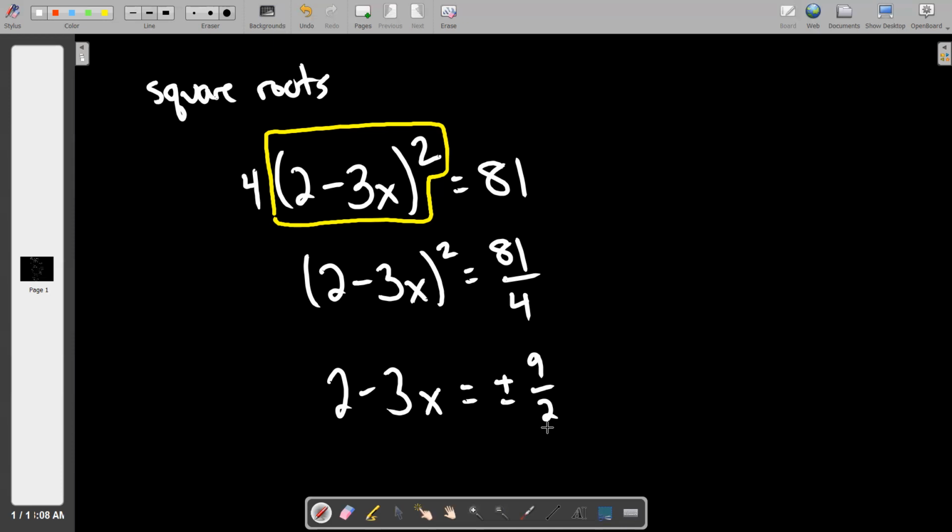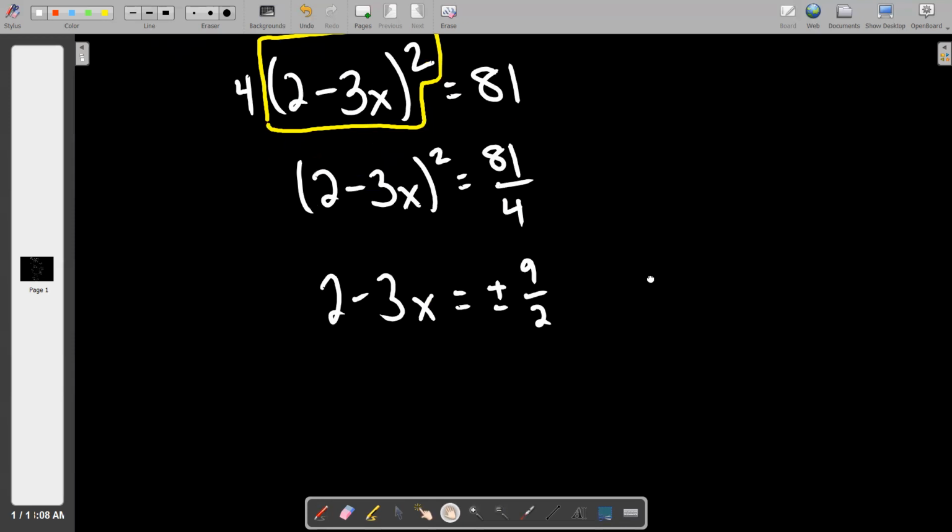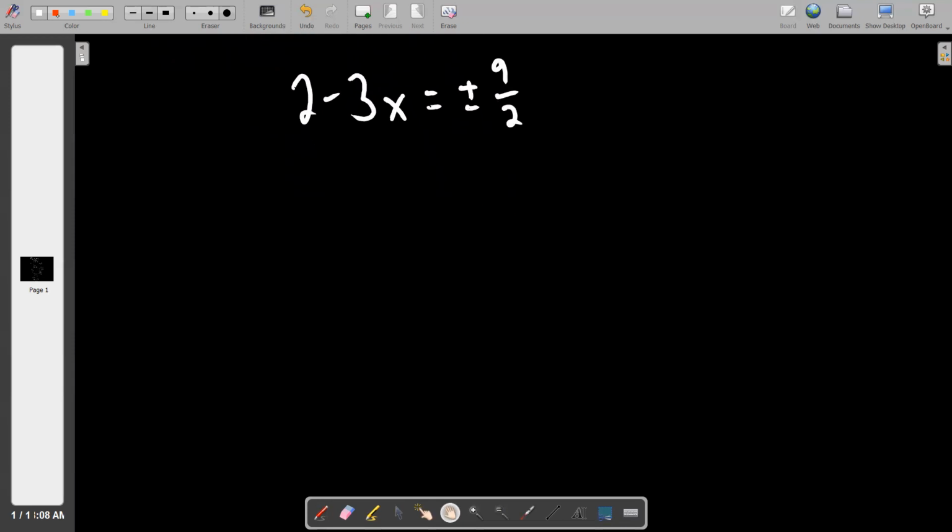What do we do after this? You subtract the 2 first, right? Remember, dividing by the -3 would be premature at this point. That should always be your last thought process. So step 1 is eliminate this straggler term over here. So we have to subtract 2 from both sides. So our next line is going to be -3x equals -2 plus or minus 9/2. Everybody still good? Okay. Next step.